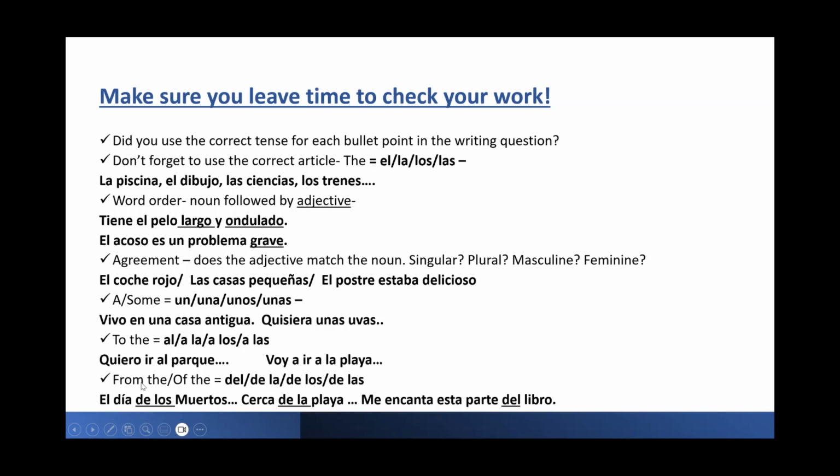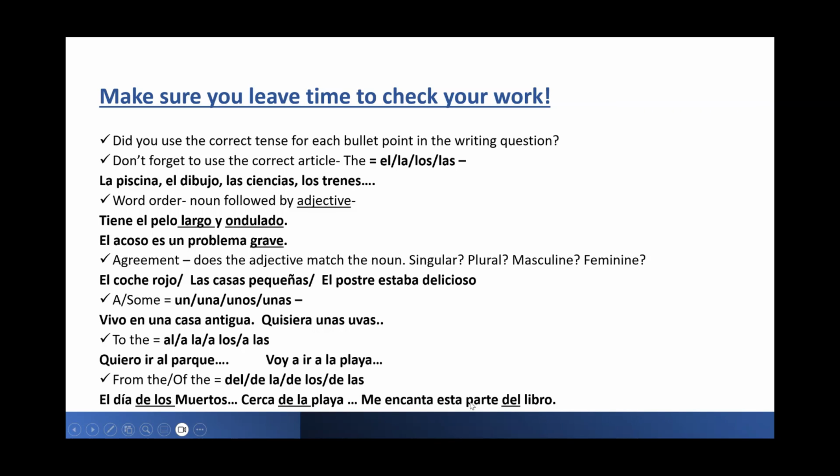Yeah. So, again, reread your work and make sure you haven't made the mistake of using the wrong one to the. So from the or of the, again, del, de la, de los, de las. Okay, so el día de los muertos. Yeah. El hotel está cerca de la playa. It's near the beach. Yeah. Cerca de la playa, so feminine.